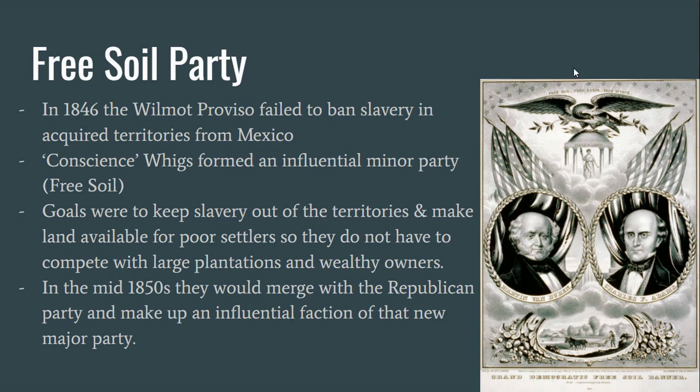In 1846, there was an attempt to ban slavery in any of the newly acquired territories from Mexico, called the Wilmot Proviso. It failed, but frustrated anti-slavery Whigs, called conscious Whigs, formed an influential minor party called the Free Soil Party. Their goals were to keep slavery out of the territories and make land available for poor settlers so they did not have to compete with large plantations and wealthy owners. The party lasted from 1848 to 1854, when it merged with the Republican Party and made up an influential faction of that new major party.